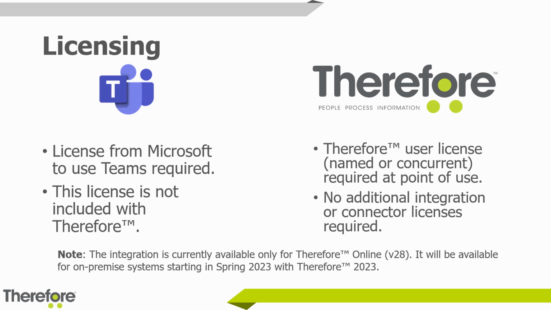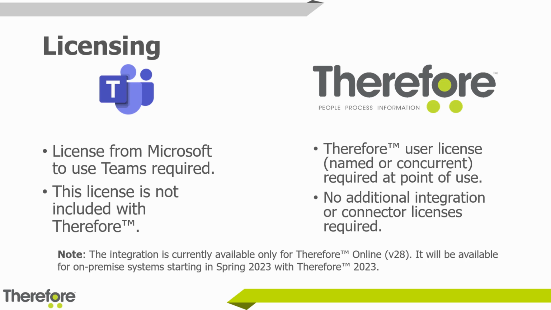Important to remember is that the Therefore account you're linking to will need to consume a Therefore license at the point of use. If you have a named license, that's very easy. It just pulls the license as it normally would when you interact with Therefore. But if you use a concurrent license, it will pull from your pool of concurrent licenses when you interact with the integration through Teams. The good news is that beyond the user license, there's nothing else required in Therefore. No additional or separate licenses needed, and the Teams integration works with any version of Therefore.